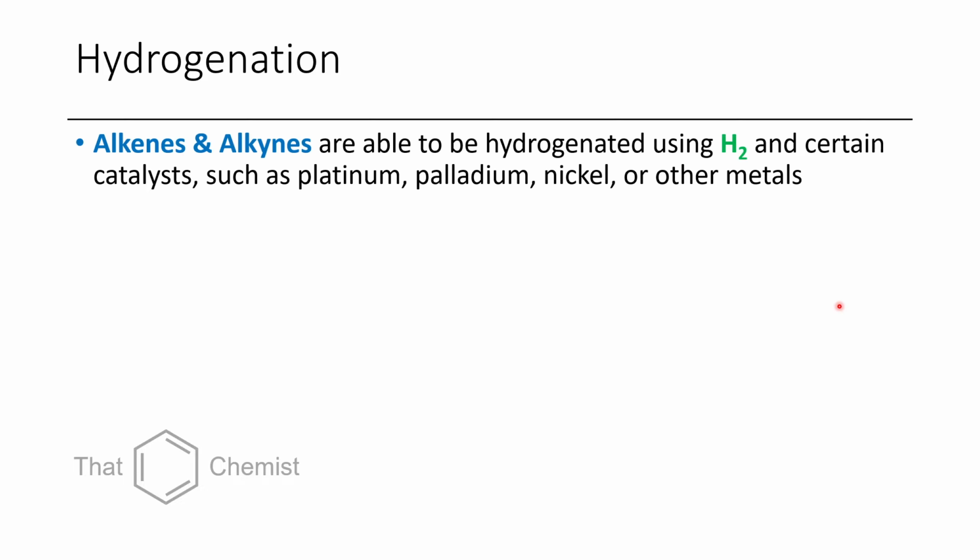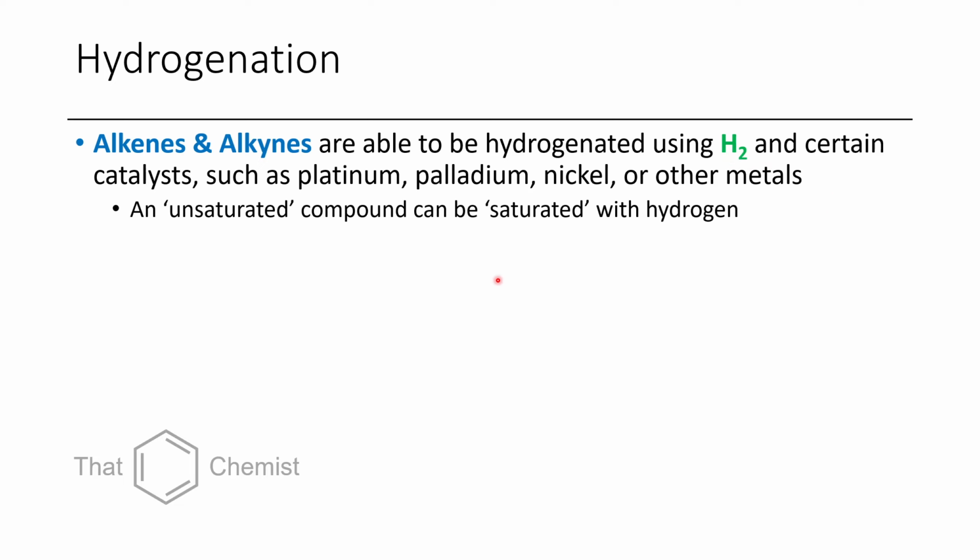So hydrogenation reactions are very easy to do. Typically you can take an alkyne or an alkene, and with the right catalysts in the presence of hydrogen, you'll be able to just add hydrogen across the double or triple bond. Normally when we have double or triple bonded compounds, we refer to them as unsaturated, and it's possible to saturate them with hydrogen, which is why you have unsaturated fats and saturated fats, for instance.